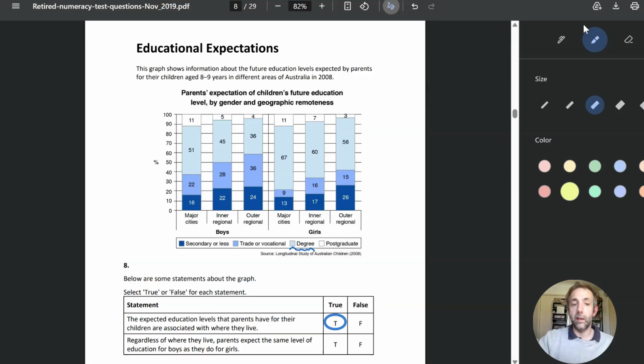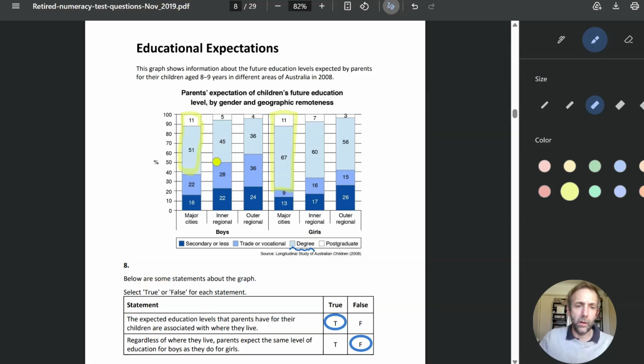And the other statement says, regardless of where people live, there is a similar expectation for boys as there is for girls. So again, we maybe can do some comparisons here. So let's have a look. Here, 51% of people expect them to have a degree and 11% postgraduate. So if we take that proportion and compare it to this, I don't think that's true just from that alone, because you can see that's considerably higher. There's a lot more people here who expect this from their daughters, the girls.